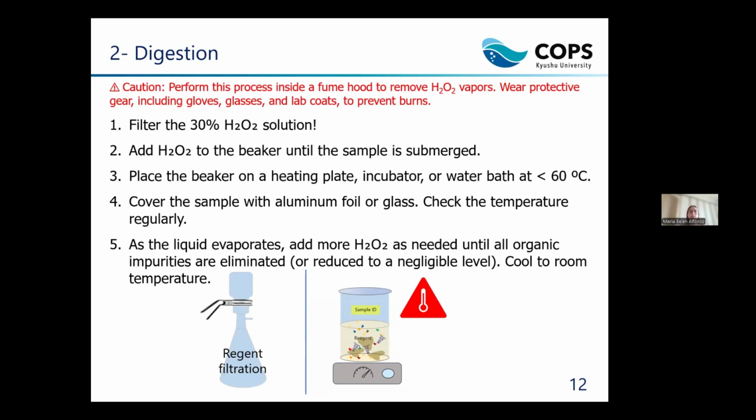And as the liquid starts to evaporate, please add more hydrogen peroxide as needed until organic impurities are eliminated or reduced to a negligible level. After you finish, you need to remove the sample from the heating source and cool to room temperature.